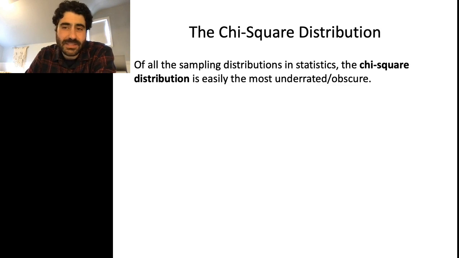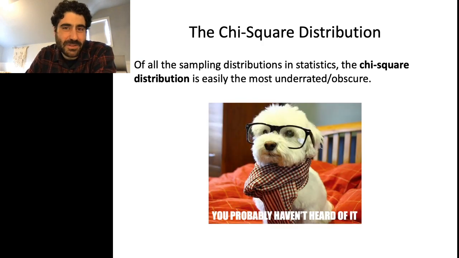The null distribution we're going to make use of here is called the chi-square distribution. This is not a very well-known distribution, but it is a very useful one. We're going to use it today, and it's also the building block for some stuff we're going to do in the next few weeks. But it's not a name that you've probably heard of before.